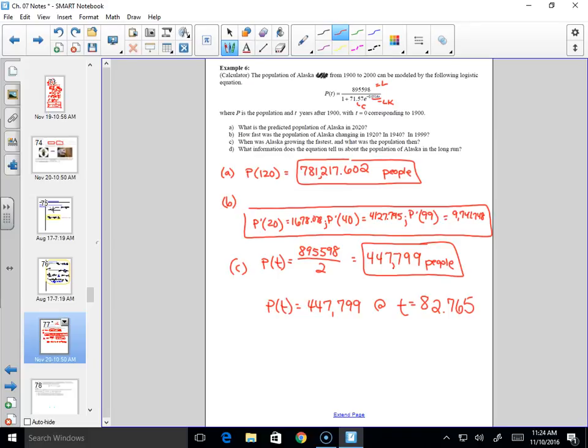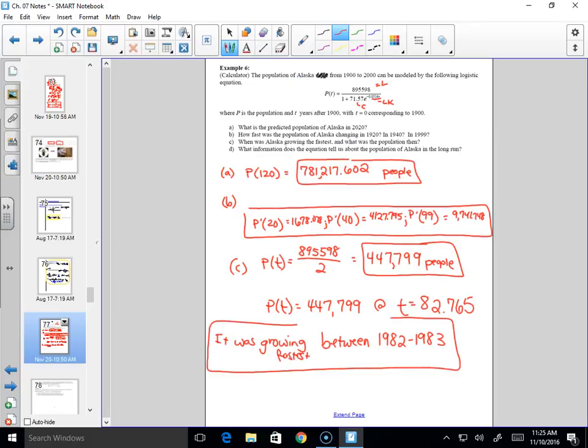Wait, but what is that in context? That's how many years from 1990? For the max population, it'd be between 1982 and 1983, right? There we go. Also, did you put the population? I also asked for the population. Oh, I did.